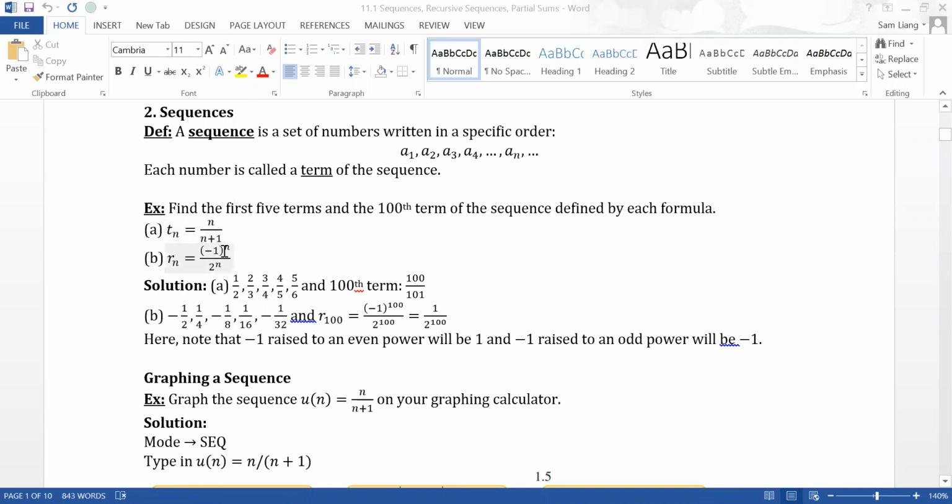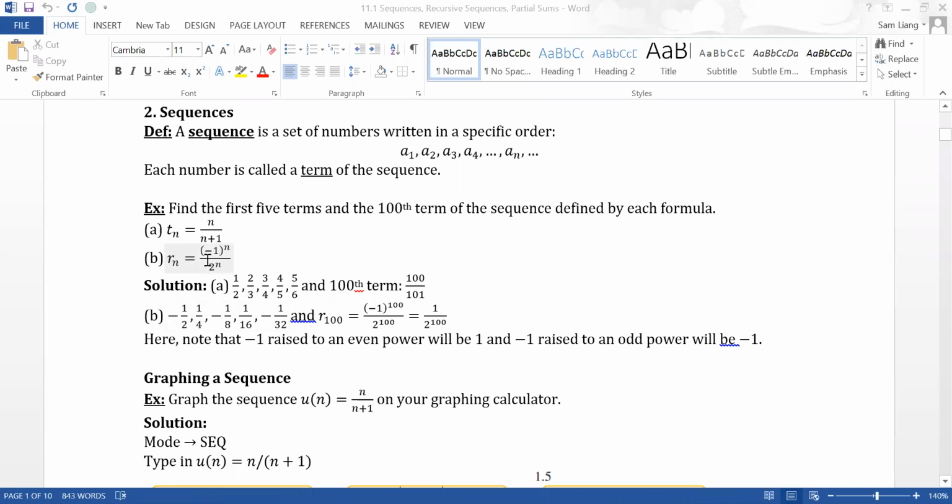Okay, for part B, again, you just plug in 1, 2, 3, 4, 5, and then 100. So for 1, right, we get -1 to the first power, which is -1. And then -1 divided by 2 to the first, which is 2. So we get -1/2 for the first term. And then for n equals 2, we have -1 squared, which is +1, divided by 2 squared, which is 4. Okay, so we get 1/4.